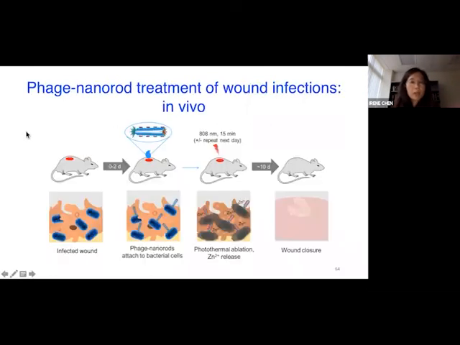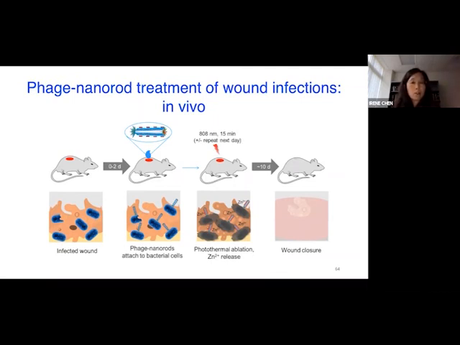Okay, so we know that we can treat bacteria in vitro. What about in vivo? Because there are a lot of things that can go wrong in vivo, because of the complexity of the system, immunological responses or whatever. The model that we used is mice, where we make a wound on the back of the mouse and then infect that wound with Pseudomonas aeruginosa. Then we wait anywhere from a couple of hours, doing treatment on the same day, up to a couple of days.